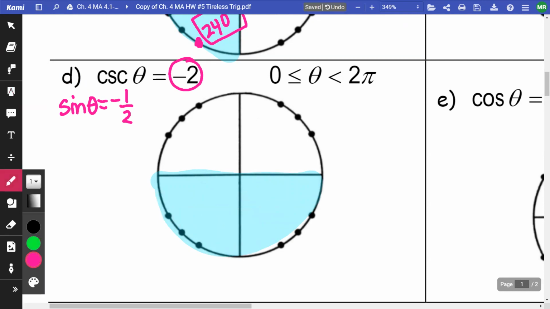So this is where I'm going to be. And I want my sine to be a negative 1/2. So I'm going to be in these two spots. So that is going to be 7 pi 6 and 11 pi 6.